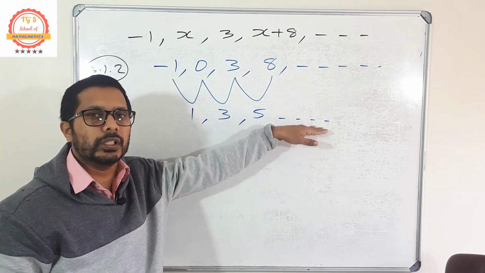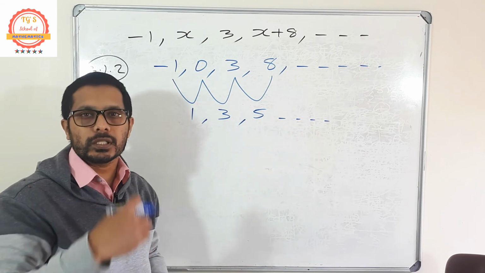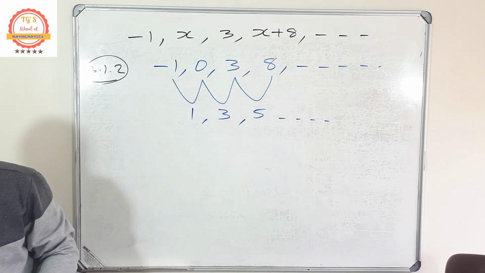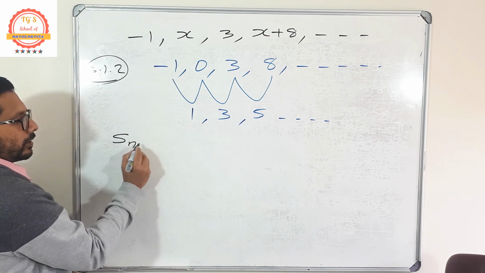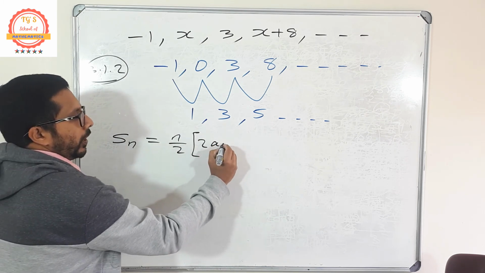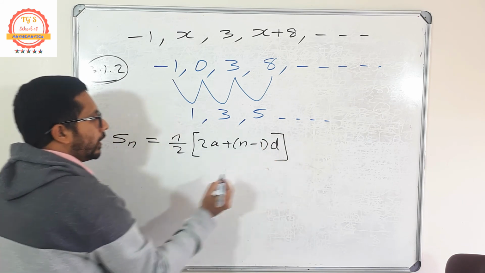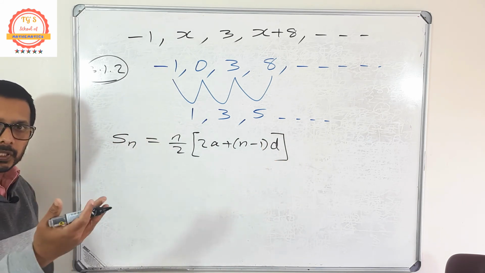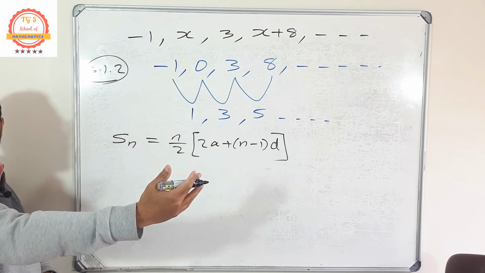That means I am going to find the value of n here where the sum gives us 250. Okay. So what is the formula? This is an arithmetic sequence. So what is the formula to find the arithmetic sequence sum? Sn is equal to n over 2 into 2a plus n minus 1 into d. Okay. So I am going to find which term gives the sum as 250.